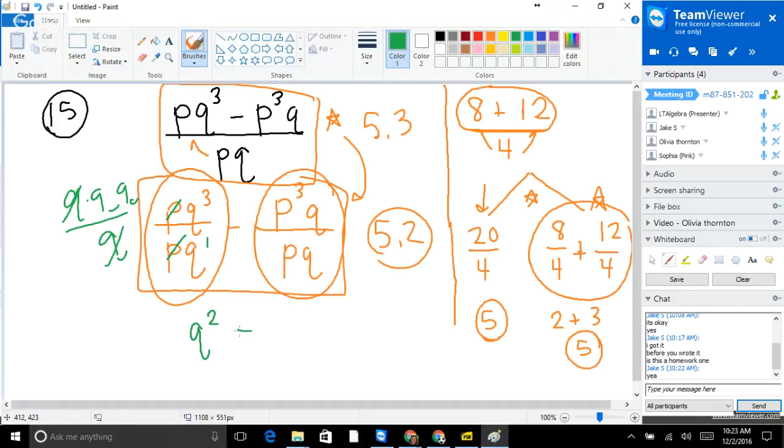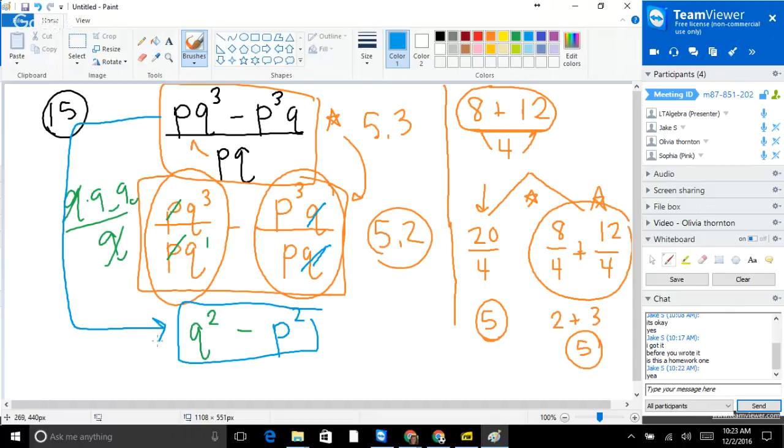Okay. And then my second expression, I have P cubed Q over PQ. The Q's cancel each other out, right? P cubed divided by P equals P squared. So another way of writing this original expression would be Q squared minus P squared. They actually mean the same thing.